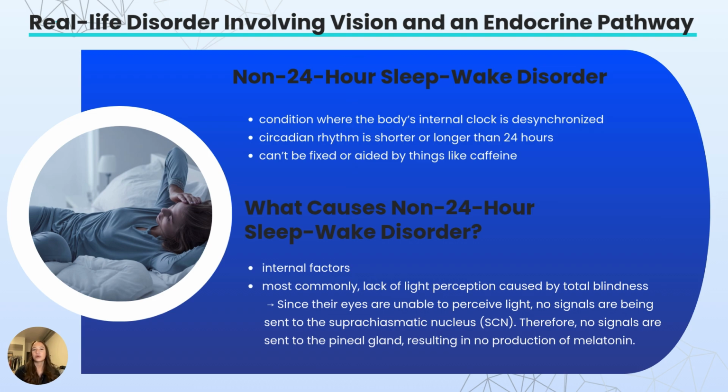My real-life disorder involving vision and an endocrine pathway that I chose is non-24-hour sleep-wake disorder, and it is a condition where the body's internal clock, or circadian rhythm, is desynchronized. The circadian rhythm is shorter or longer than 24 hours, and it cannot be fixed or aided by things like caffeine. So, what causes non-24-hour sleep-wake disorder?